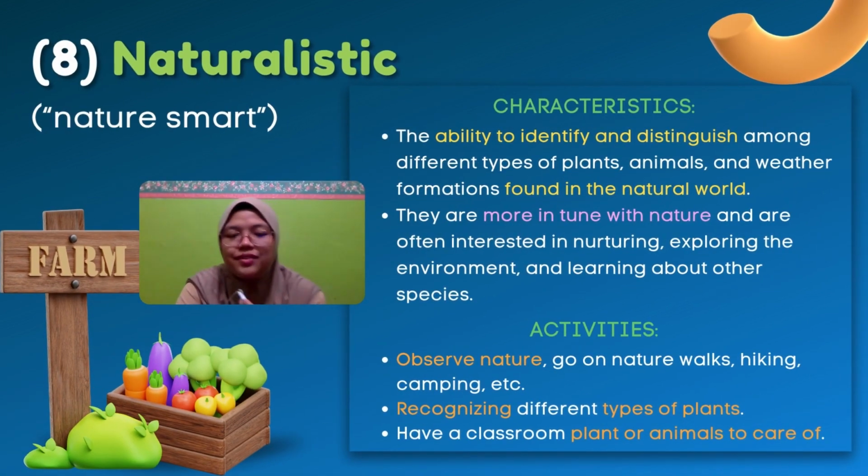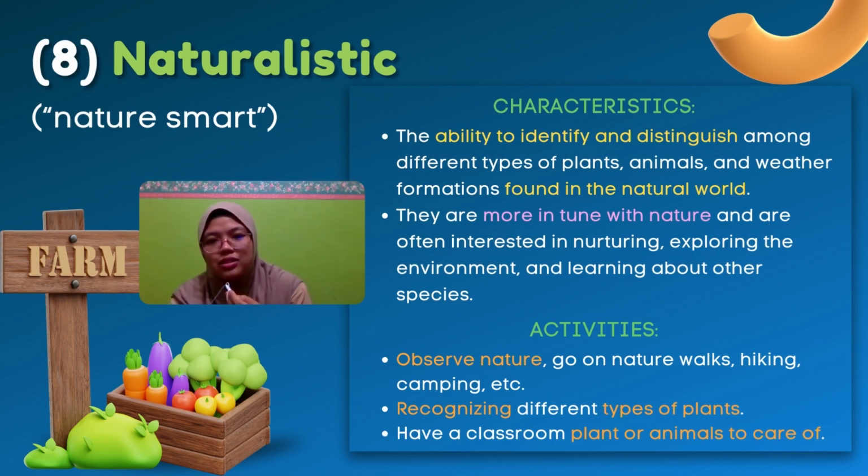Last but not least is naturalistic, which is nature smart. This characteristic is the ability to identify and differentiate among different types of plants, animals, and weather formations found in the natural world. They are more in tune with nature and are often interested in nurturing, exploring the environment, and learning about other species. In other words, they are interested in the natural world, not just in class.